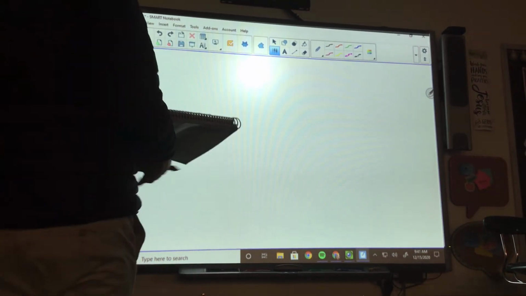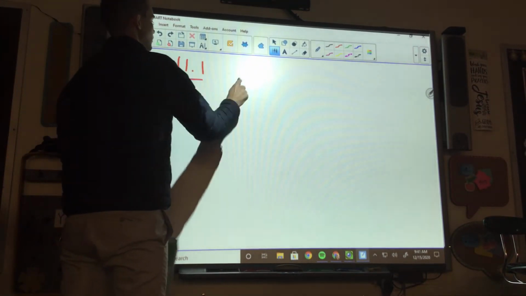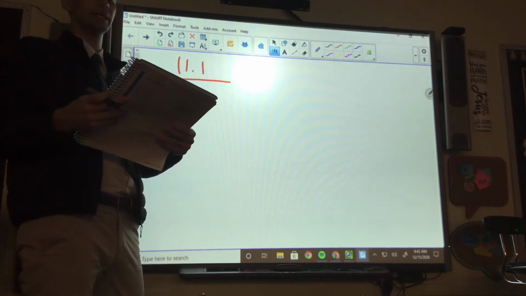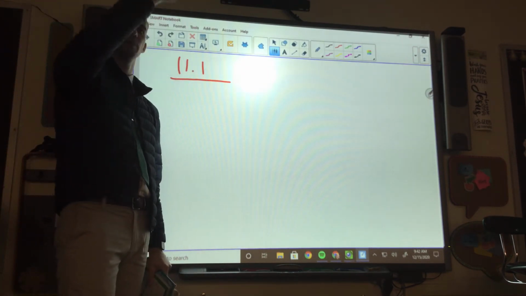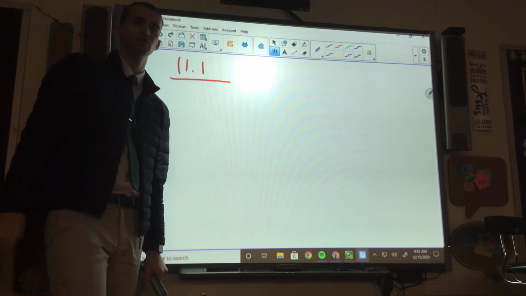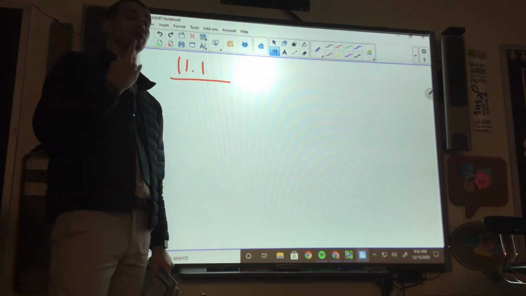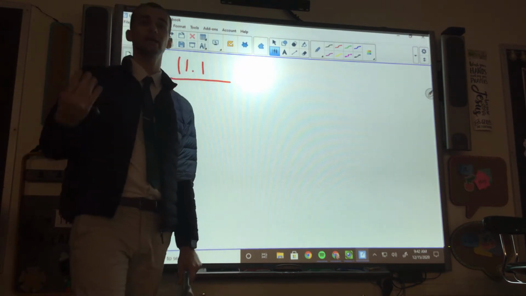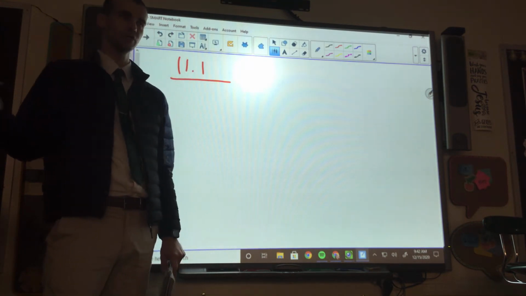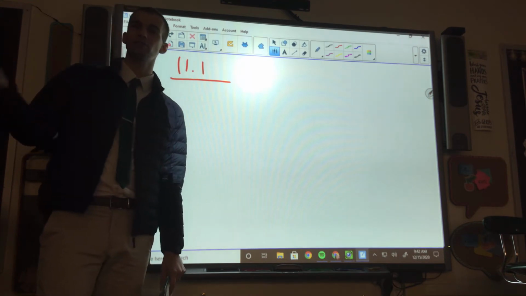All right, so we're on 11.1. That is, we're making and interpreting double bar graphs. A bar graph has bars on it to show the height of different things, to show data. Data is just another name for numbers. Anytime you're collecting information, data is a better way to describe it than numbers.